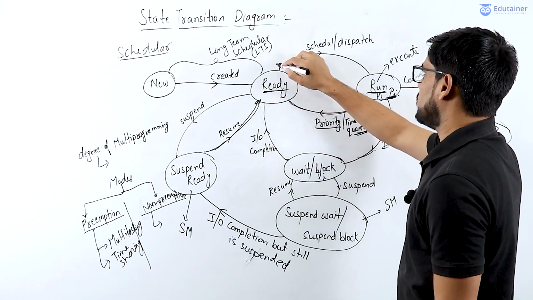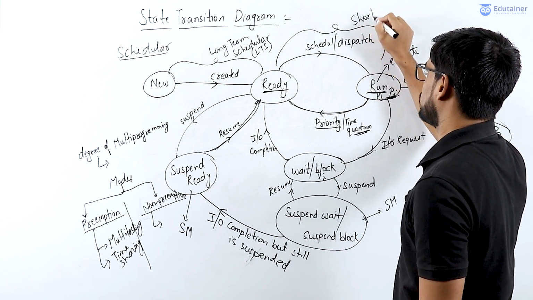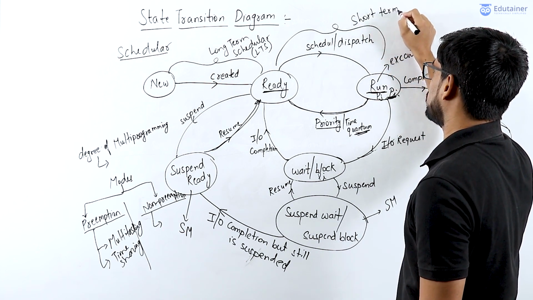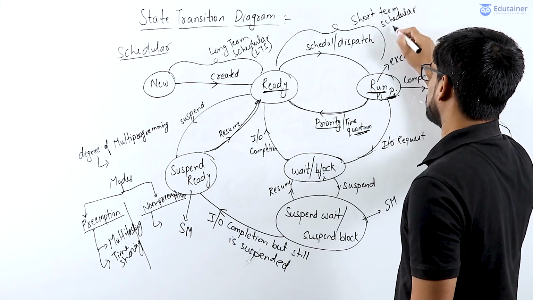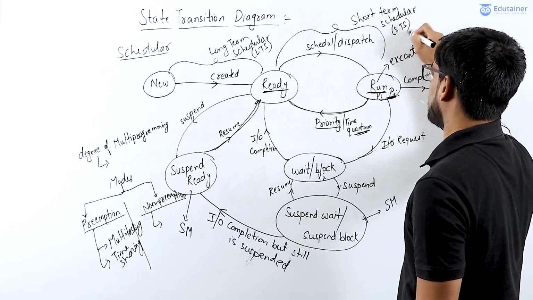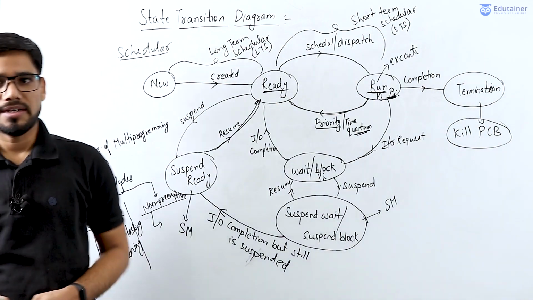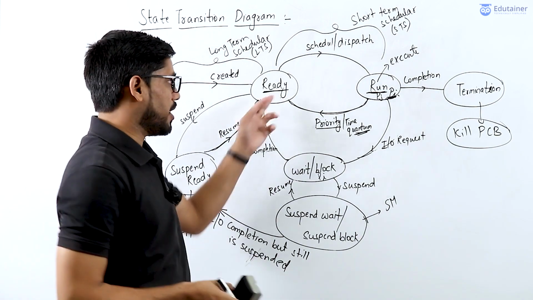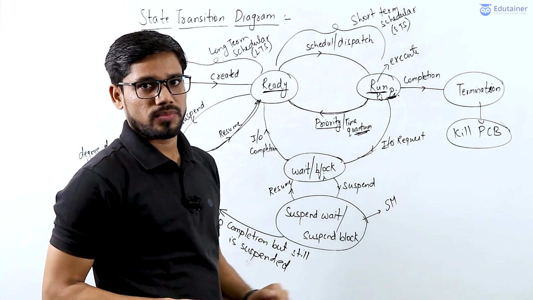And when a process is present in the ready state, moving from ready to run or run to ready state is handled by a scheduler called the short-term scheduler. The short-term scheduler is also abbreviated as STS. So the short-term scheduler basically dispatches or moves the process from ready to run state or from run to ready state.